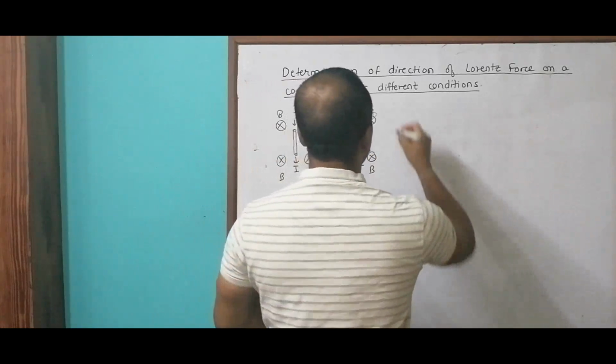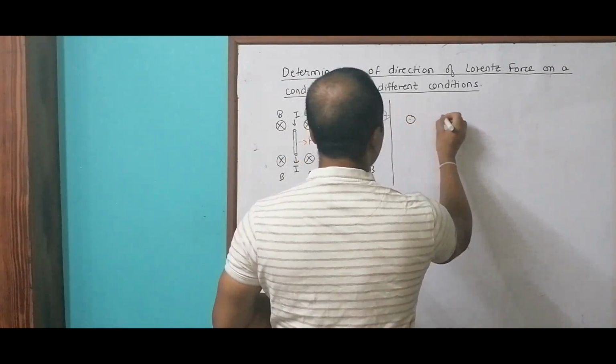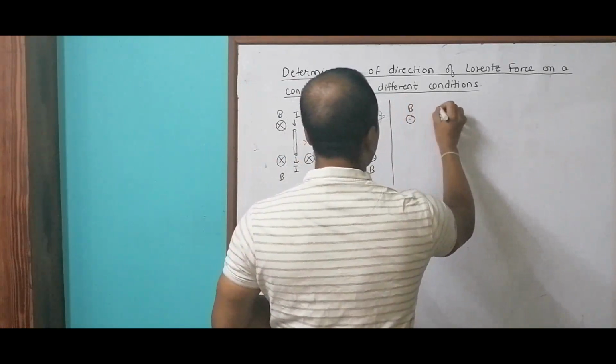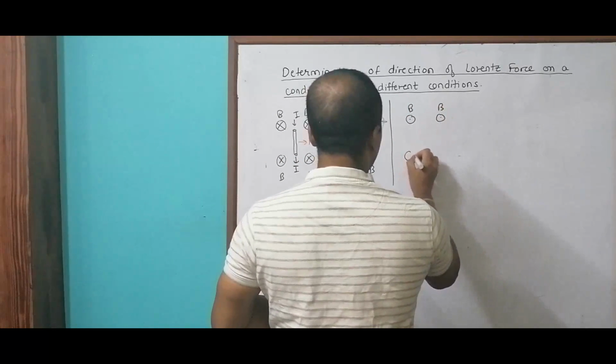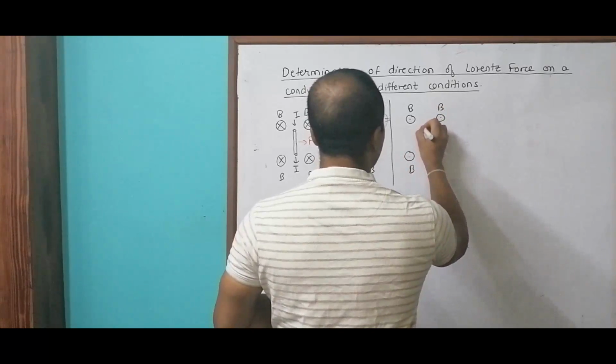Next case, I have got, now magnetic field will be towards the camera or the board or the observer, towards you, B and B. The current will be like this.